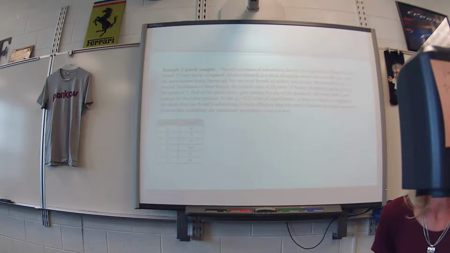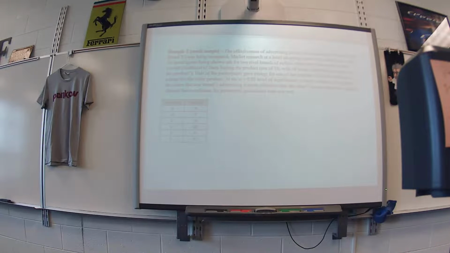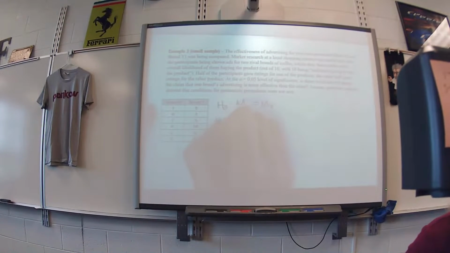5% level of significance. Is there evidence to support the claim that one brand of advertising is better or more effective than the other? Don't let the phrase more effective confuse you. That might make you think greater than. But this is not saying that one is definitely greater than the other. We're just saying which one. This is going to be a null hypothesis of there's no difference versus there is a difference. They're just not equal.